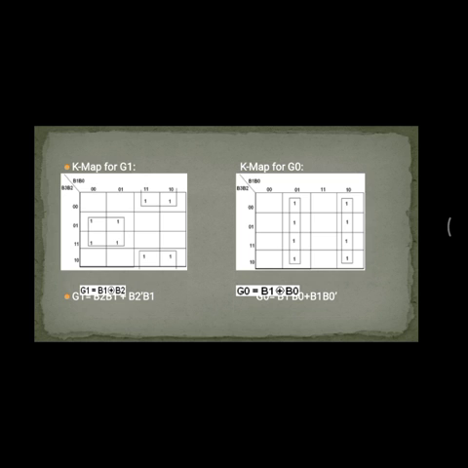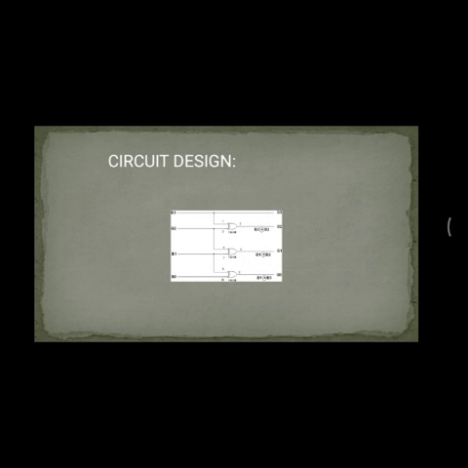This is the circuit design of binary to gray code conversion.